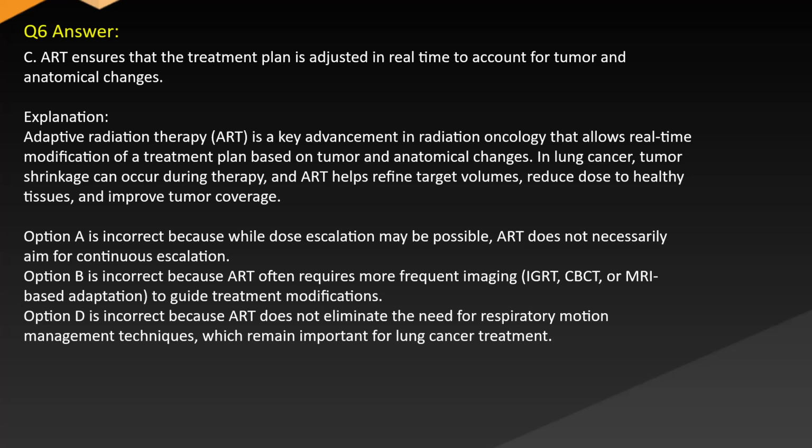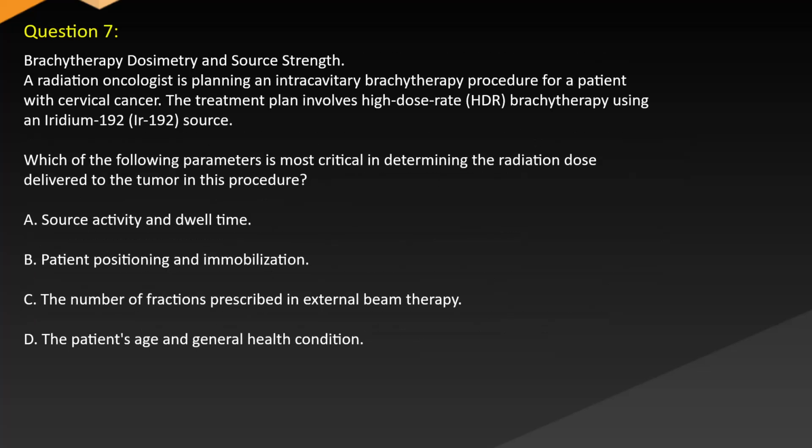Option D is incorrect because ART does not eliminate the need for respiratory motion management techniques, which remain important for lung cancer treatment. Question 7. Brachytherapy dosimetry and source strength. A radiation oncologist is planning an intracavitary brachytherapy procedure for a patient with cervical cancer. The treatment plan involves high-dose rate, HDR, brachytherapy using an iridium-192 source. Which of the following parameters is most critical in determining the radiation dose delivered to the tumor in this procedure?